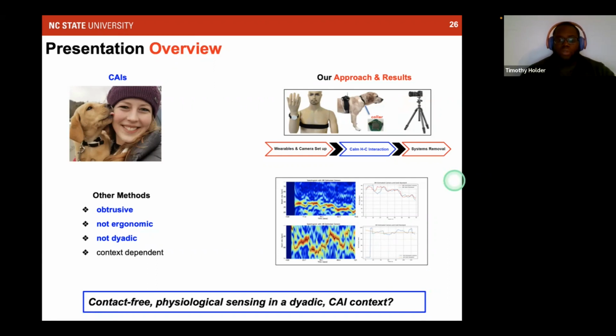In this proof of concept work, we tried to address the question of whether contact-free physiological sensing can be used in a dyadic canine-assisted interaction context. And we think that the answer is yes.